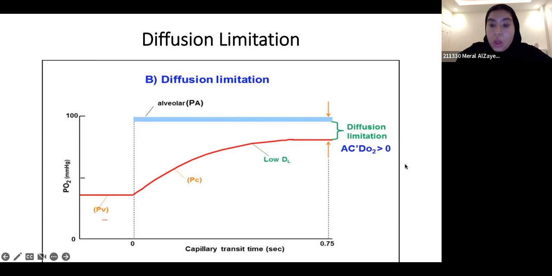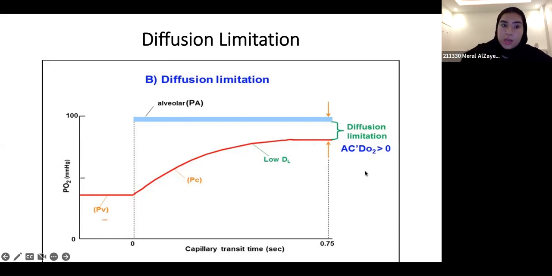Okay. Now, in this specific case, in this diagram, when we have decreased arterial PO2, so when the red line doesn't reach the blue line, the arterial PO2 would be decreased. And why? This is because of diffusion limitation, such as in this case. And when this occurs, we will have a value difference more than 0.